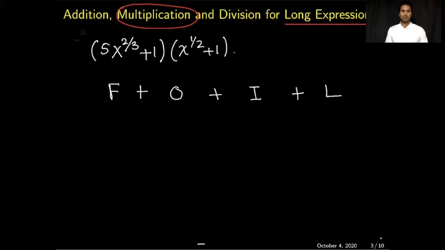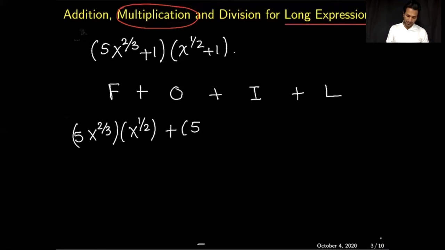Let's take one more example. Here we will also use the FOIL method to simplify this expression. So our first term is 5x to the power 2/3 in the first expression, and the first term in the second expression is x to the power 1/2. Then we will add a plus sign, and then we will look for the outer term. In the first expression, our outer term is 5x to the power 2/3. In the second expression, our outer term is just 1.